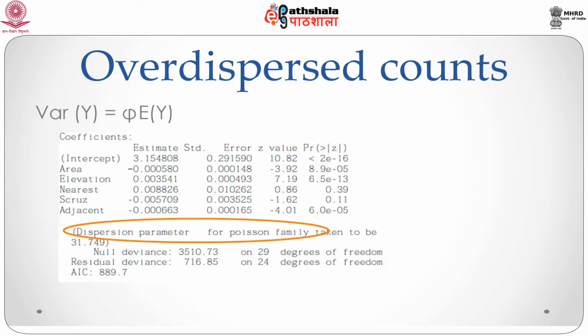So this is an example which is based on an R illustration for count data where the variance of y is not equal to E of y, but rather variance of y is equal to some factor phi multiplied by expectation of y, and the circled part of the code says that the dispersion parameter for the Poisson family is taken to be 31.749. So phi is equal to 31.749. Now, we all know that the Poisson family has no extra dispersion parameter, so this is rather puzzling. We shall revisit this in a subsequent module. This is just to give you an idea of the various types of counts which might occur in regression settings.